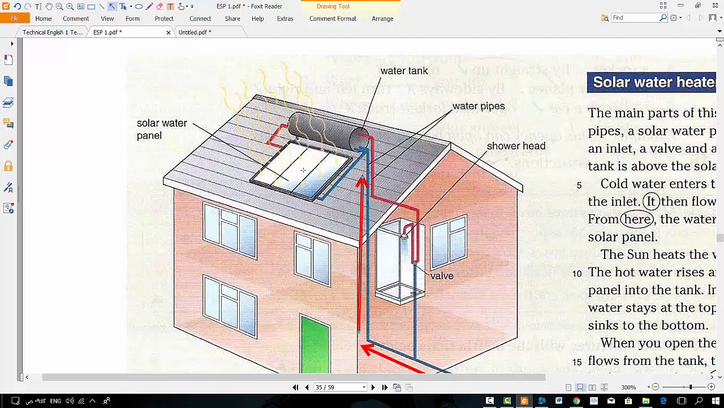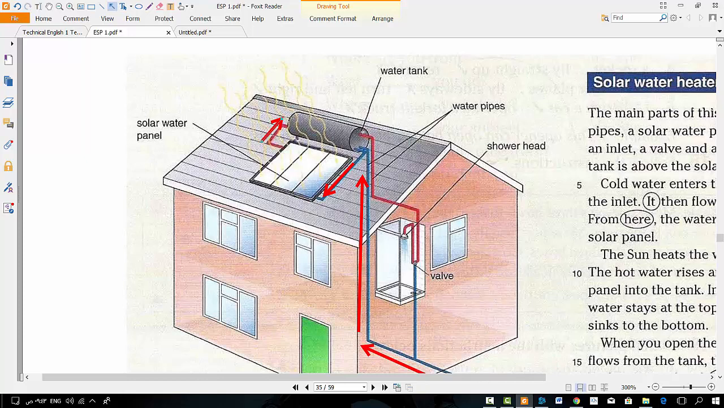What's this? Solar water panel. Okay. Cold water goes from the water tank to the solar water panel. Water becomes hot here. It flows up to the water tank.